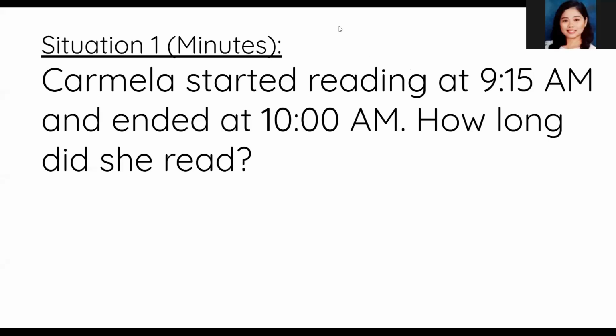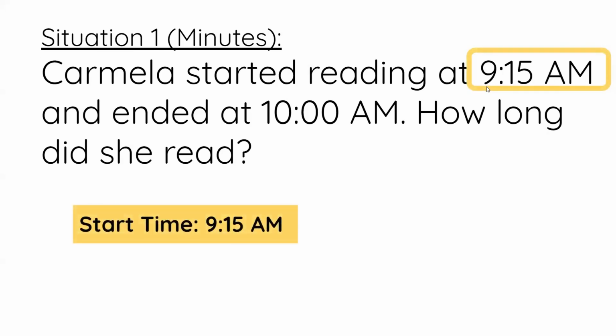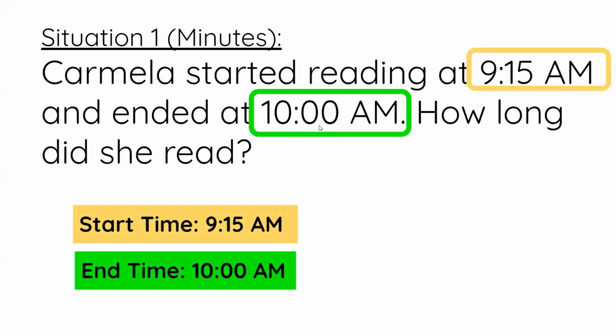Here's the first situation. Carmela started reading at 9:15 a.m. and ended at 10 o'clock a.m. How long did she read? Now, we have to take note of two different times here in this situation. Of course, the time when Carmela started and when she finished doing the activity. First, when did she start? She started at 9:15 a.m. and that's going to be called the start time. Let's mark it yellow. Now, what time did she finish? That's right. So she ended reading at 10 o'clock a.m. And that's going to be the end time, which I'm going to mark green.